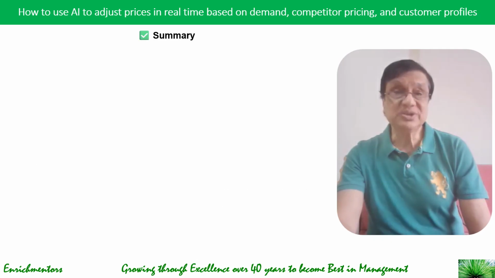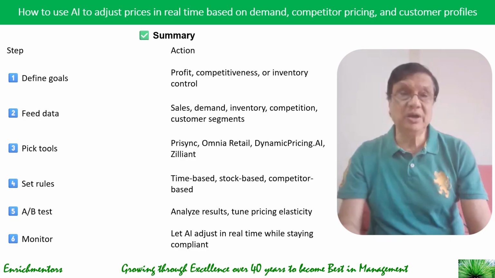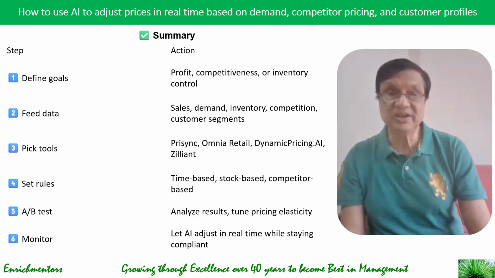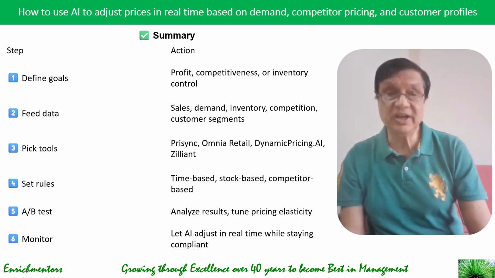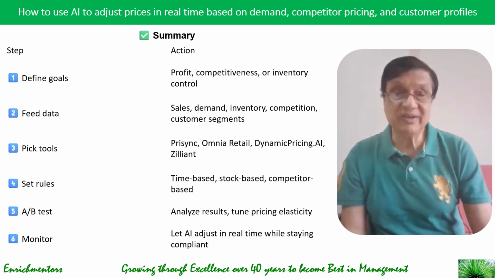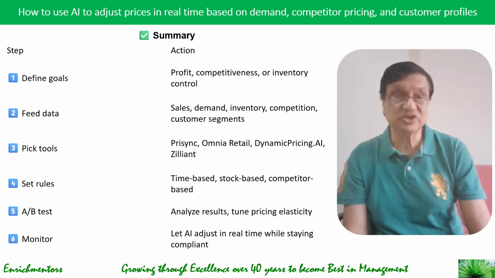Then let's summarize what we have looked at in terms of how to use AI to adjust pricing in real time. First, you need to define goals, whether it is profit, competitiveness, or inventory control. Then you need to feed data on sales, demand, inventory, competition, and customer segments. Then you need to pick the tools that are useful for you, like Omnia Retail, Dynamic Pricing.ai, and Zilliant, based on the use case and the capabilities of these models, as we saw earlier.